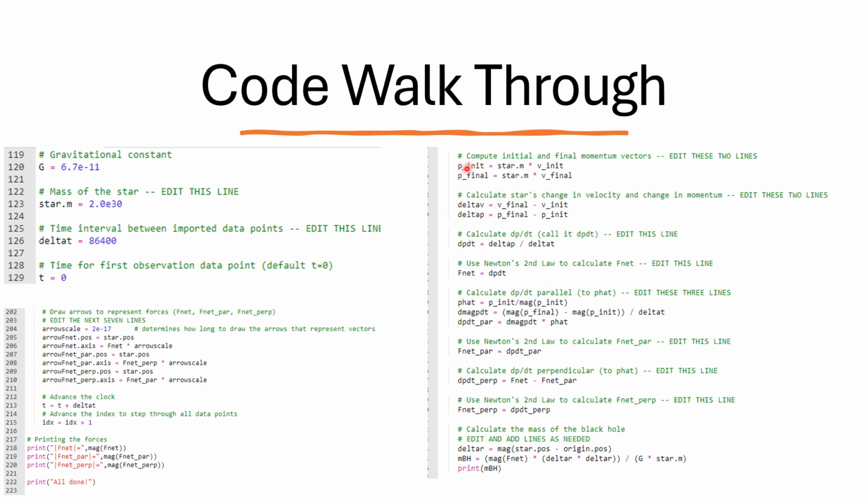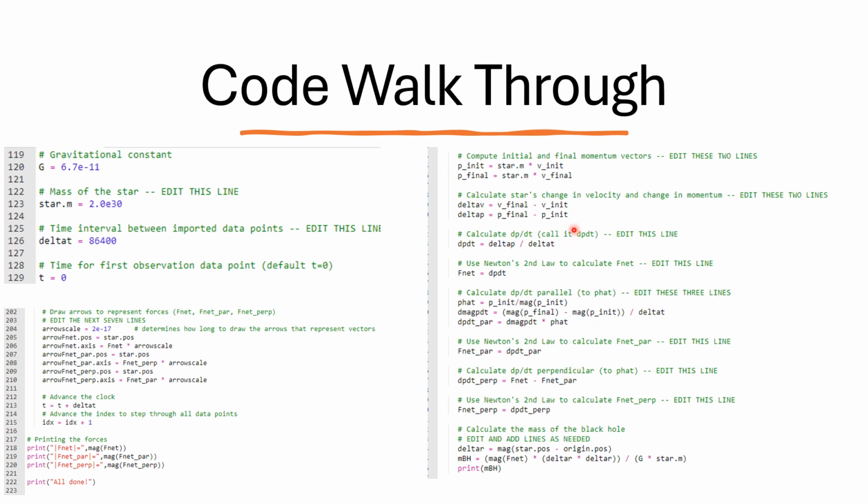Here, we find the initial positions and final positions. Here we find delta V and delta position, so change in velocity, change in position. Here we have change in momentum, net force, and the unit vector. F net is, as we already established, the derivative of momentum, and then to find the perpendicular, you do F net minus F net parallel.